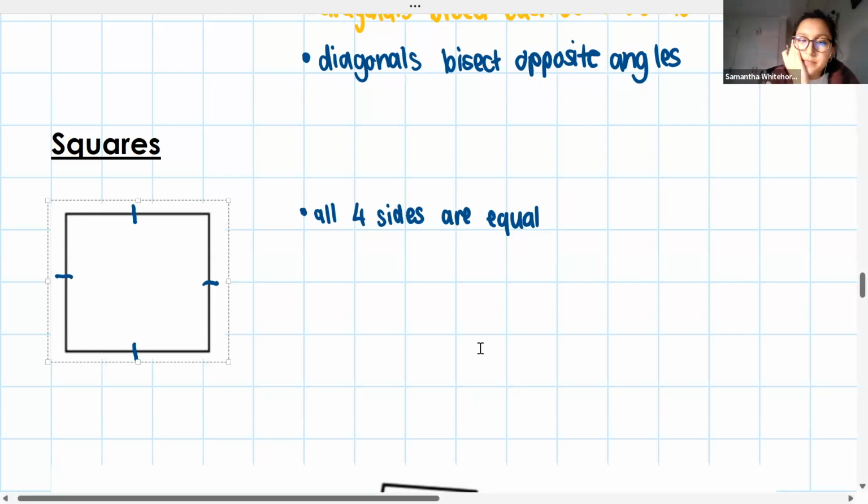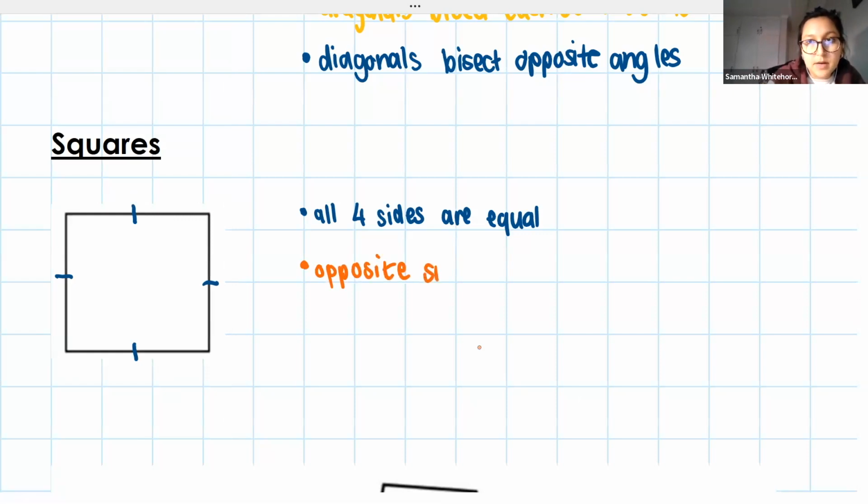Carry on. Ma'am, opposite sides of a square are parallel. Good. So in a square, our opposite sides are parallel. So that's pulling from the original parallelogram. We know that that's true for a rhombus and a square as well.